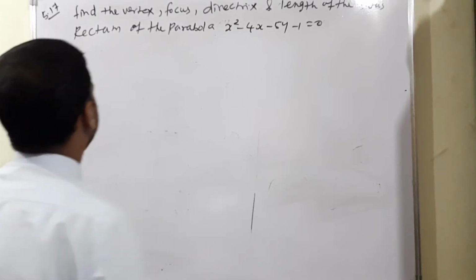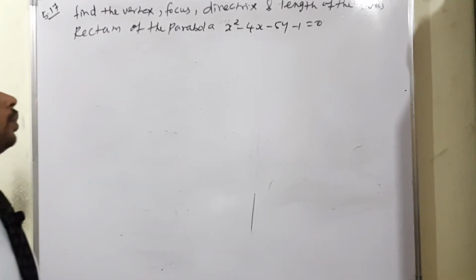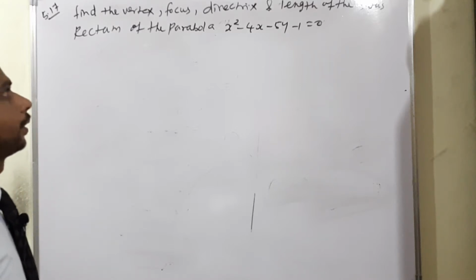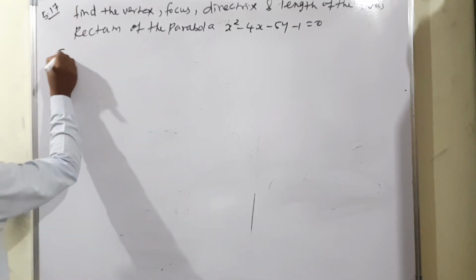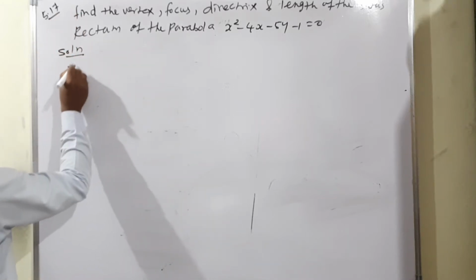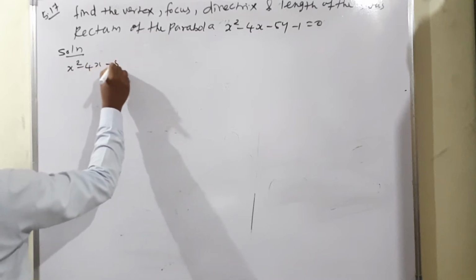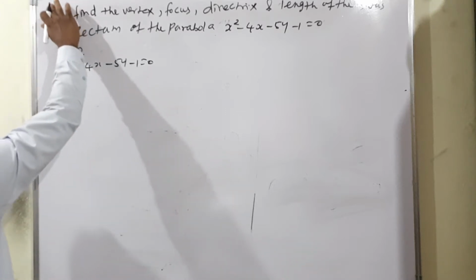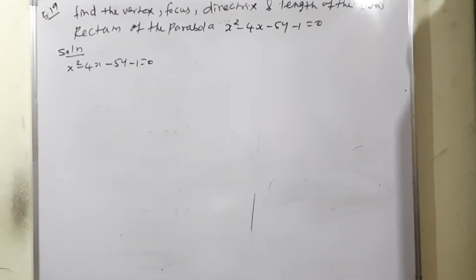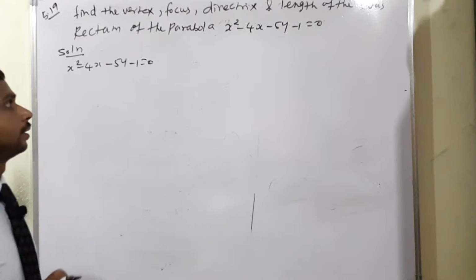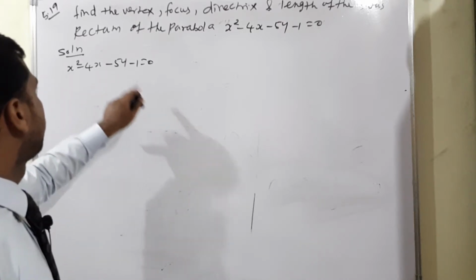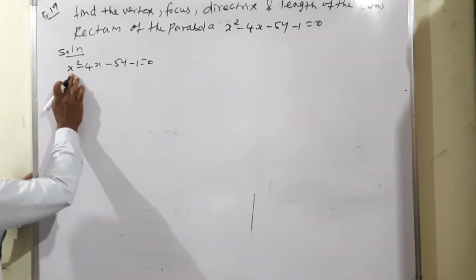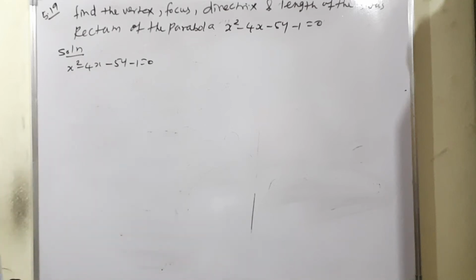Moving to the next question: find the vertex, focus, directrix and length of the latus rectum of the parabola x squared minus 4x minus 5y minus 1 equals 0. Actually, this is example 5.19 in the book, so check it and you will get a clear idea. Here x is squared, so simply we can say this is a parabola that opens upward.